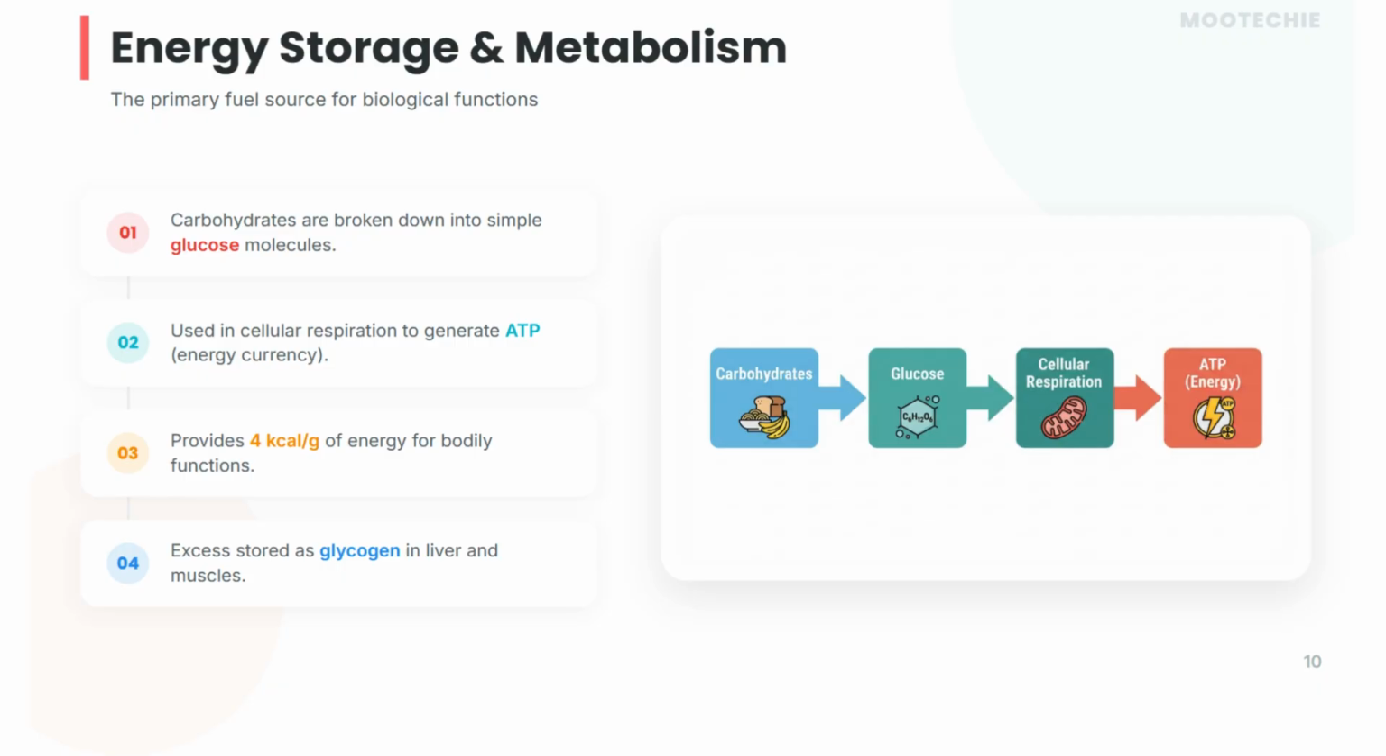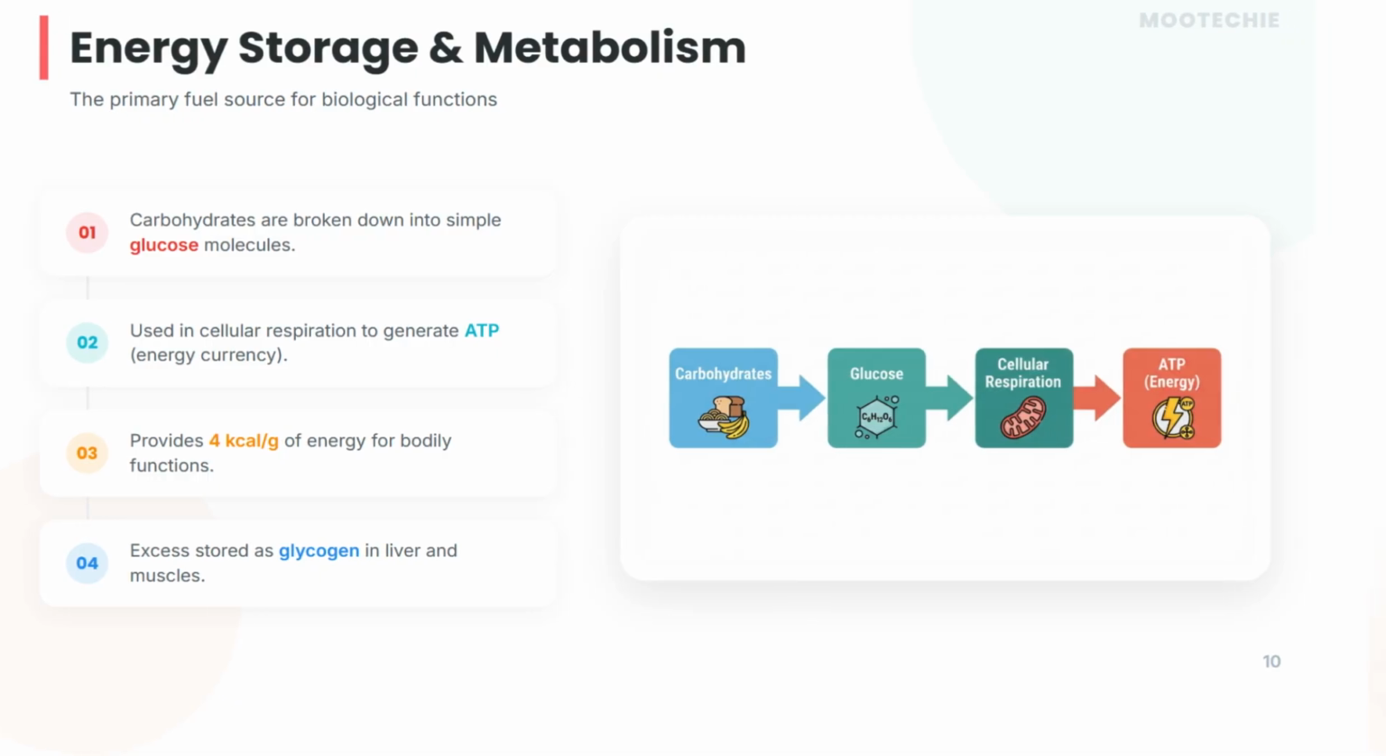This slide includes a simple but effective diagram that visualizes this journey. It shows the word carbohydrates leading to glucose, which then flows into cellular respiration and finally results in ATP with the word energy right beside it. It's a clean visual summary of how we turn food into usable fuel.